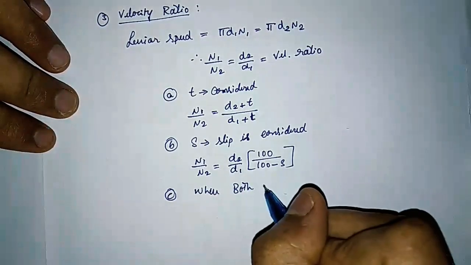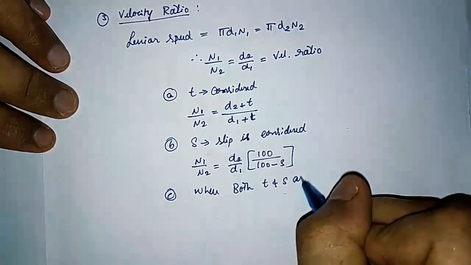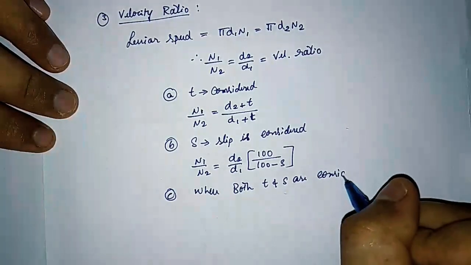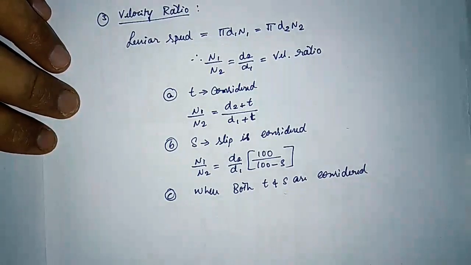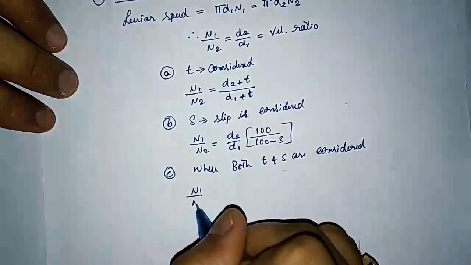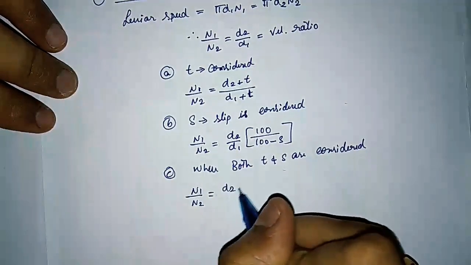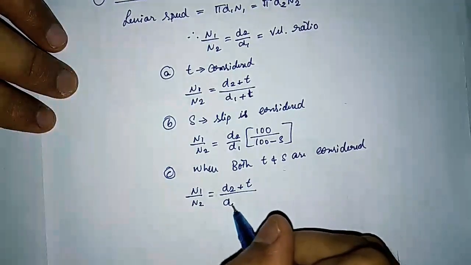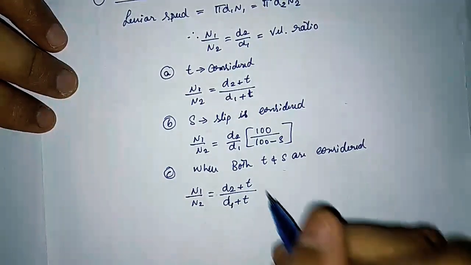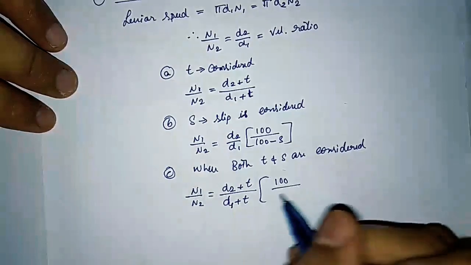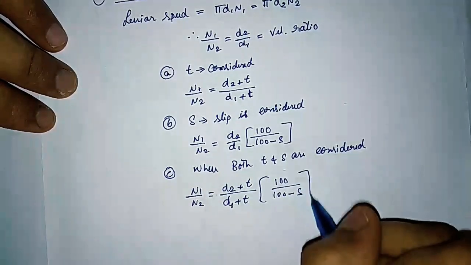And in the third case, when both slip and thickness of the belt are considered, the equation will be written like this: n1 by n2 is equal to d2 plus t divided by d1 plus t into 100 divided by 100 minus s.